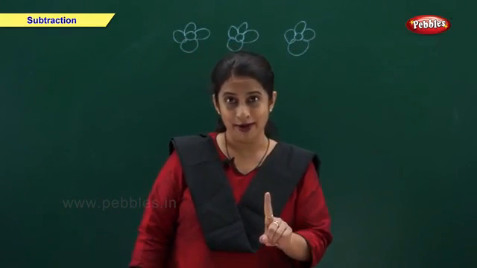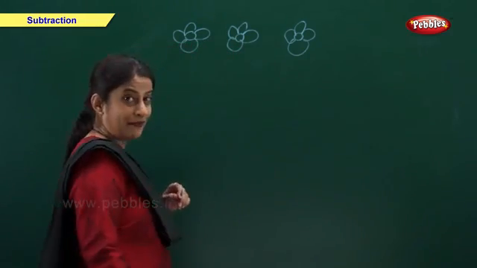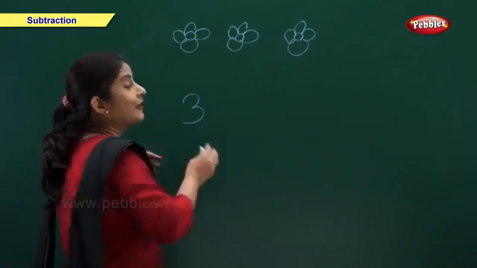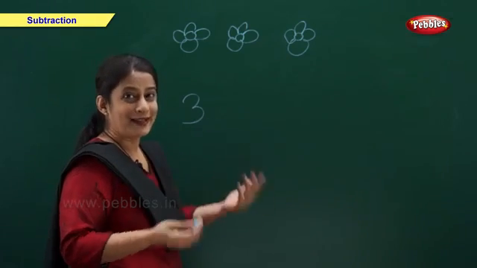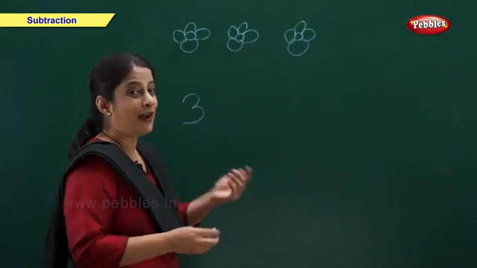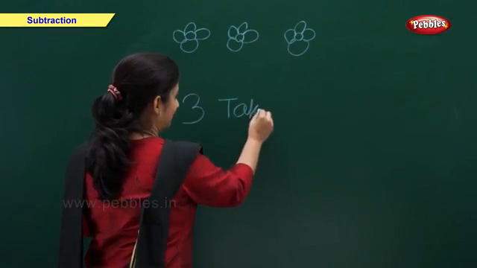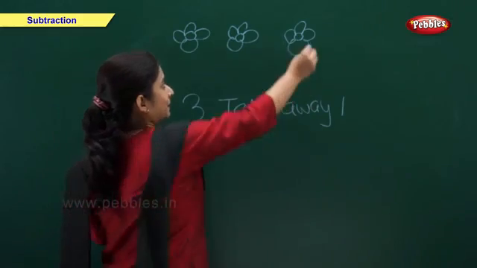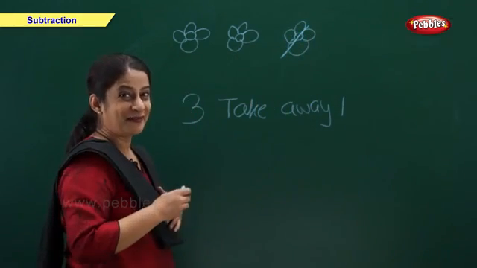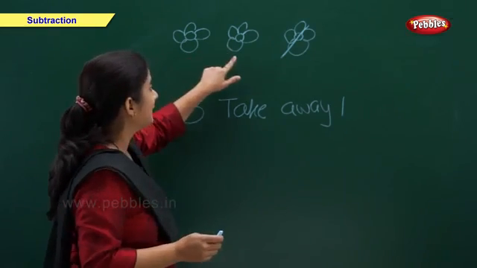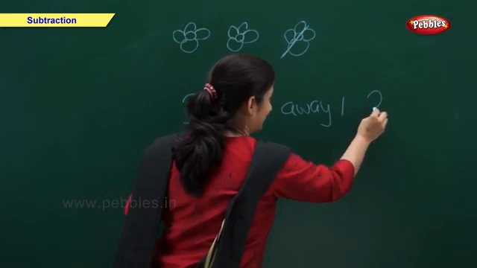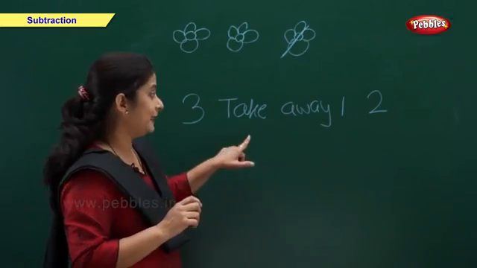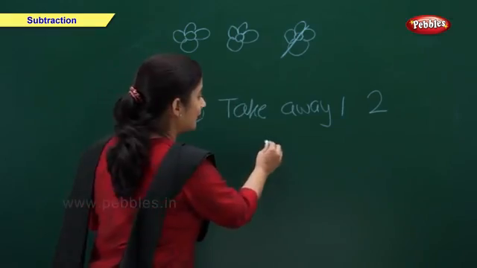Now, let us see one more example. I have 3 flowers. 1, 2, 3. I gave 1 flower to my sister. So, take away 1. So, how many flowers left with me? Let's count. 1, 2. But friends, henceforth, instead of using take away, we are going to use the minus sign.